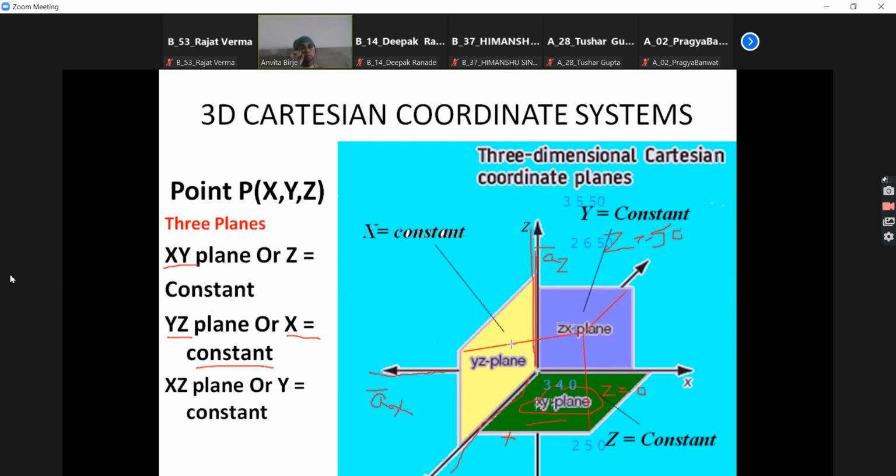Okay, so xy प्लेन का मतलब है z is equal to constant plane, yz प्लेन मतलब x is equal to constant plane, and xz plane means y is equal to constant plane. Any doubts in this? अगर rectangular coordinate system समझ में आ गया तो cylindrical is on the same lines.